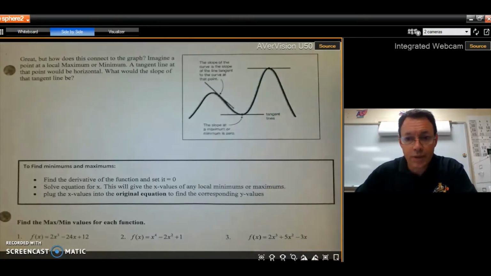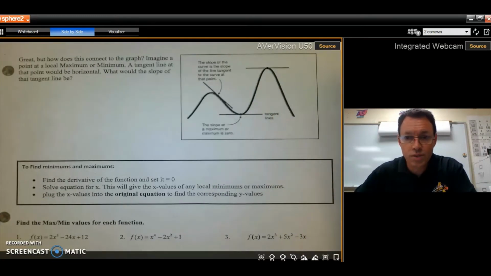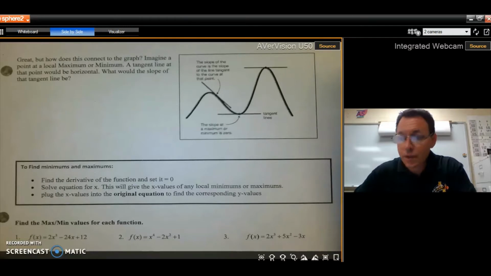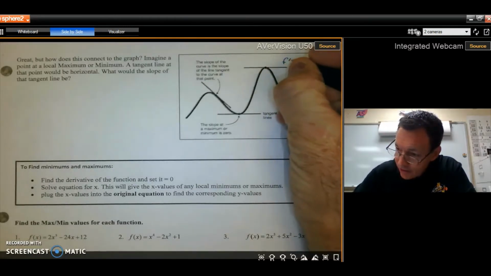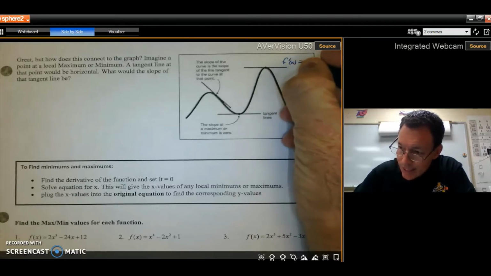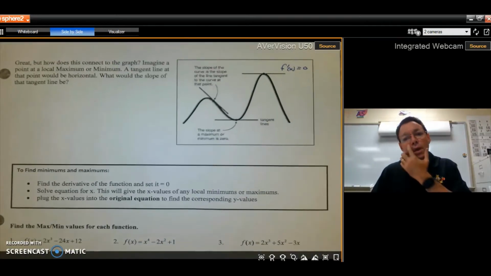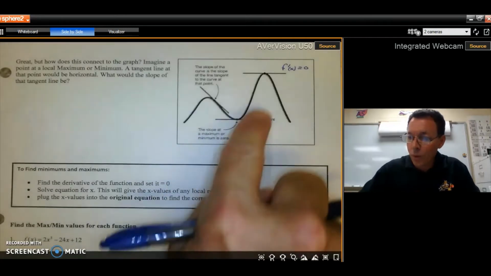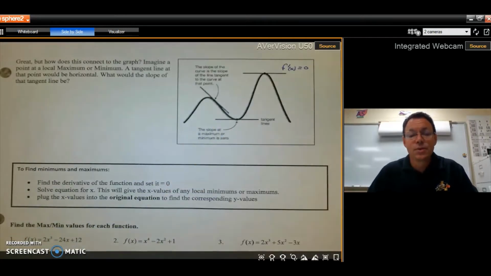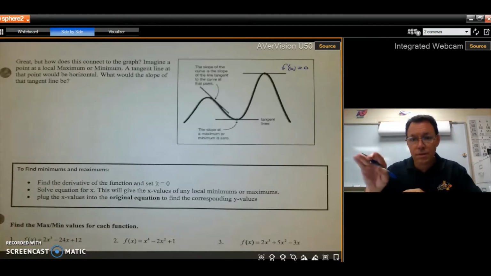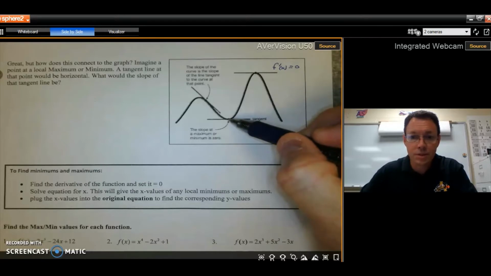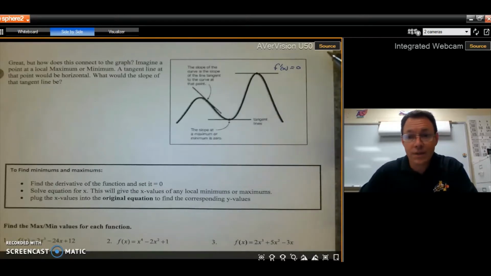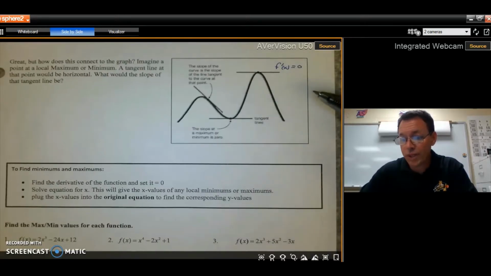So what would the slope of that be? Well, the slope of a horizontal line is 0. So in other words, if we take our derivative, f prime of x, and set it equal to 0, we can find at what points, at what x values, our slope equals 0. And anytime you have a slope of 0, that means you are at one of these local maximums or local minimums. And that's what you do with the derivative. And that's going to find these high or low points for us.